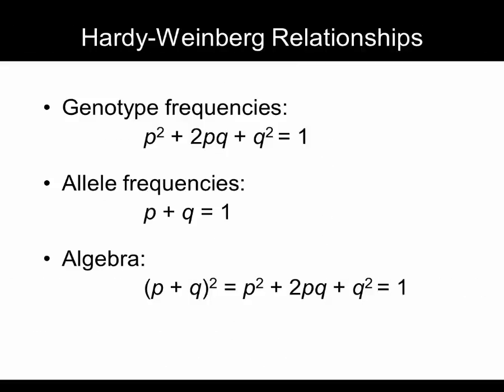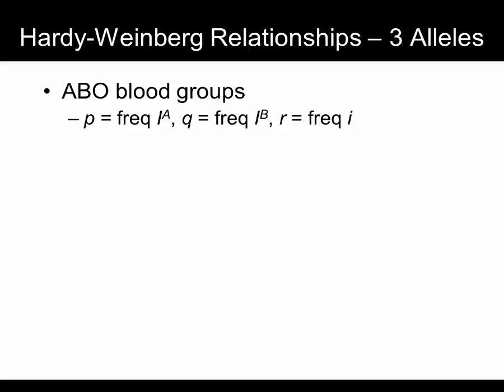Note that we can also arrive at this equation algebraically. P plus Q represents all potential eggs, and it also represents all potential sperm. So cross them, or square that quantity, and you get the genotype frequencies of P squared plus 2pq plus Q squared. Using algebra makes it easier to look at more complicated scenarios, such as when a gene has 3 alleles.